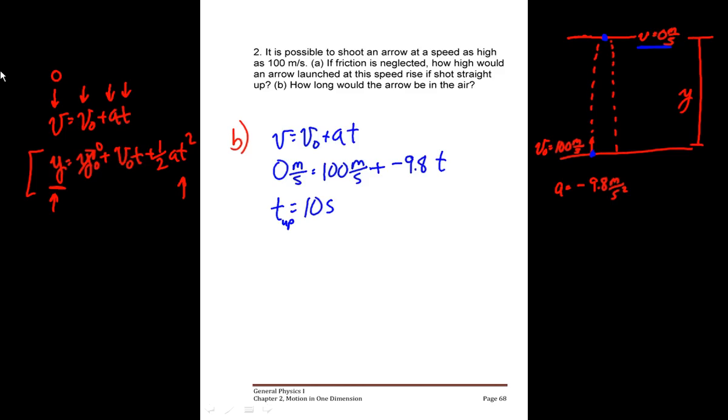Now, to answer part B, I want to know the total time. And the total time, that is for the arrow to get from here to here and then back down, is going to be 2 times 10 seconds, which is 20 seconds. It takes the same amount of time to go up as it does to come down, so it requires 20 seconds. But now I can also answer part A.